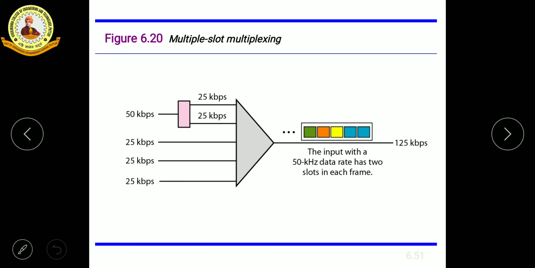Here, this is the second type. Sometimes it is more efficient to allot more than one slot in a frame to a single input line. For example, we might have an input line that has a data rate that is a multiple of another input. In this figure, the input line with a 50 kbps data rate can be given 2 slots in the output. We insert a demultiplexer in the line to make 2 inputs out of 1. So this is one technique, multiple slot multiplexing.